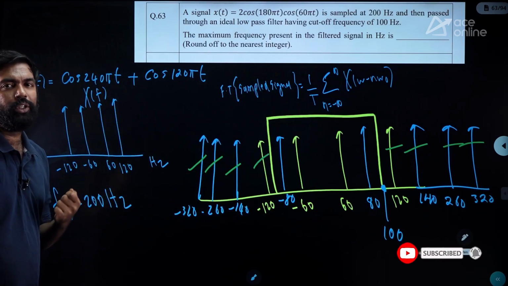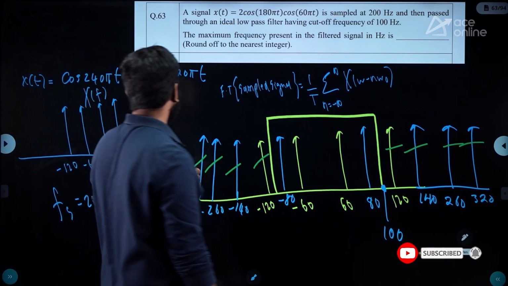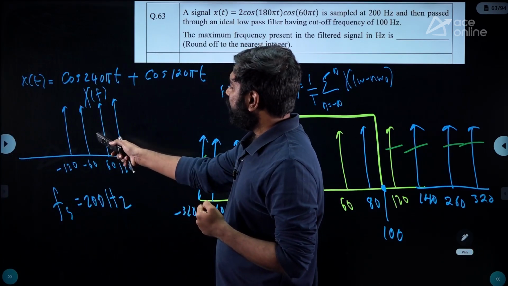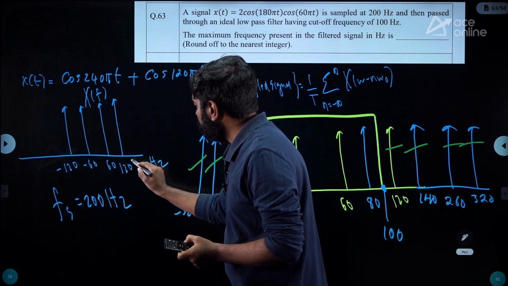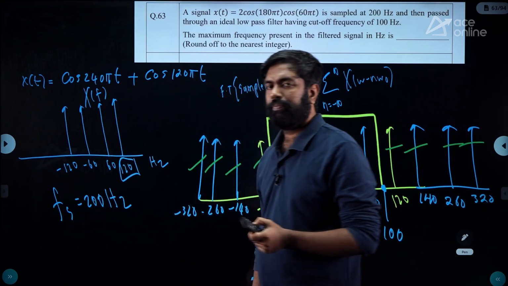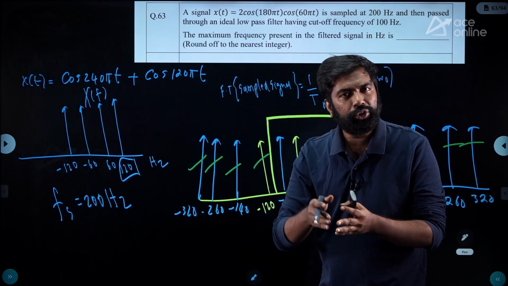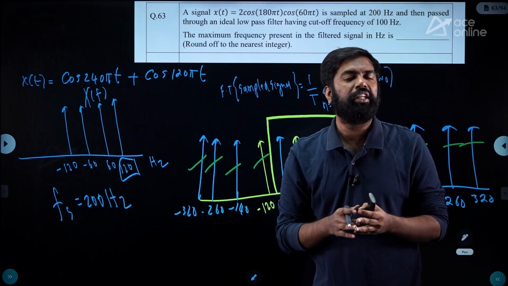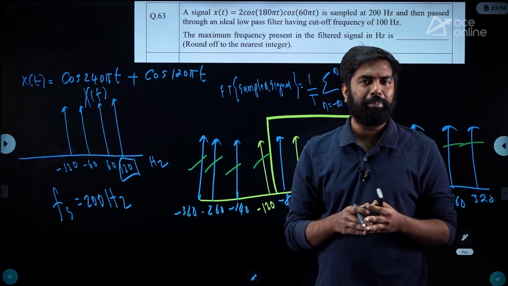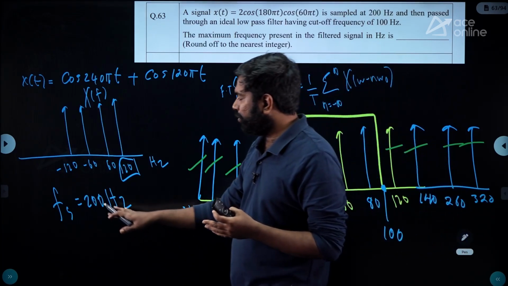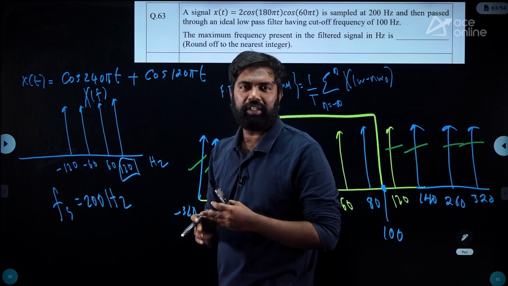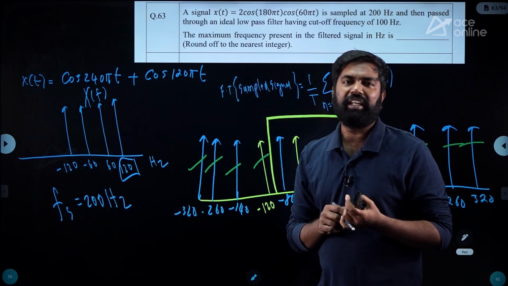Now why did aliasing take place? I'll tell you. If you look at the input spectra, the maximum frequency is 120 hertz. When the maximum frequency is 120 hertz, you should have used at least 2 into 120, that is 240 hertz, as your sampling frequency. But how much did you use? You used only 200 hertz. So this leads to aliasing.